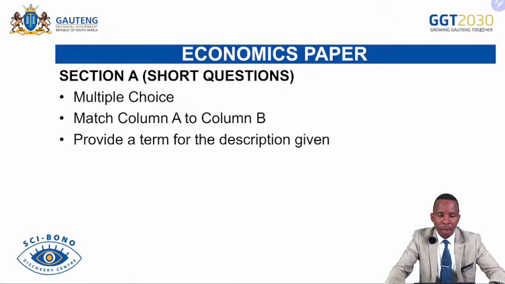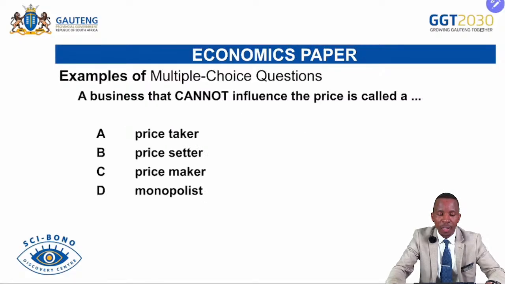And then economics paper 1, this is the multiple choice. You have multiple choice in section A, which is out of 30 marks, and then still in section A the matching items, column A and column B, for 8 marks, and then providing the term or description, where you give a definition, which is out of 6 marks. All in all, we are writing out of 30 marks.